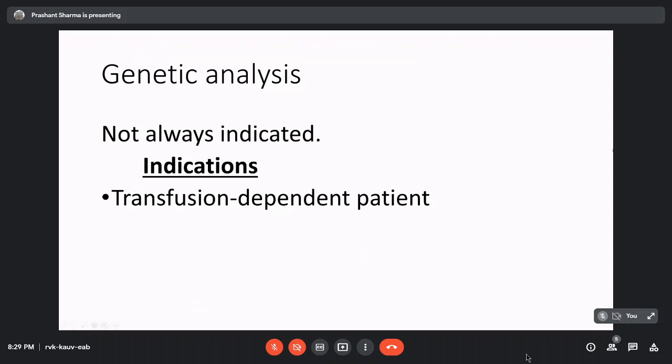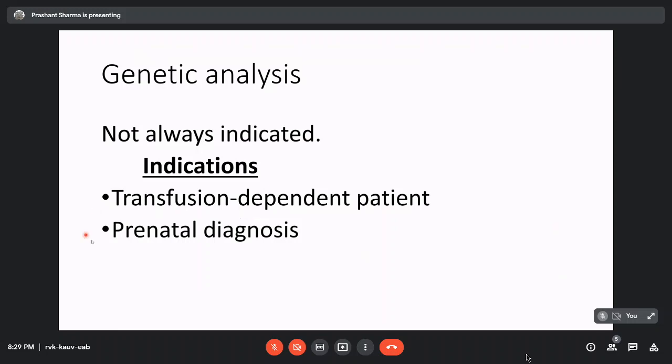So you have a child who by the time he or she is referred to you is 1.5 years of age. They are on their 6th transfusion and they are not going to ever go off transfusions. Both their parents are beta thalassemia trait. So you want to confirm whether they are thal major, and for that you need to do a DNA analysis.